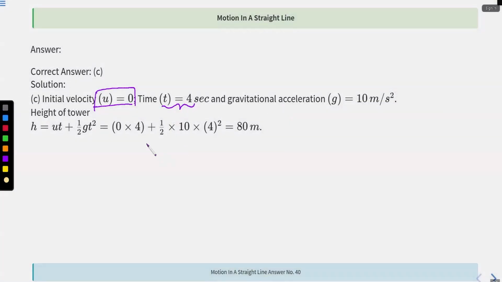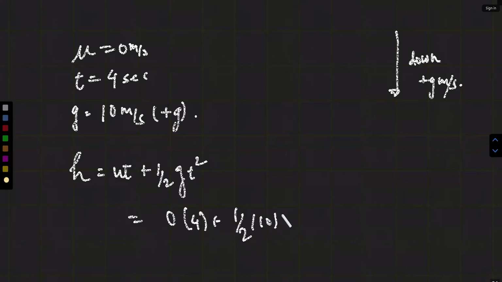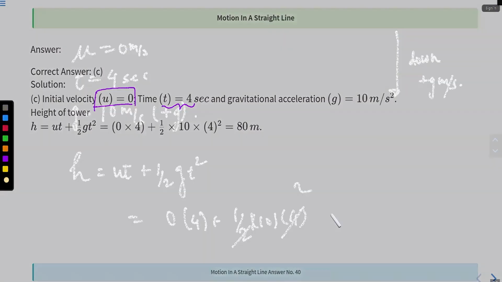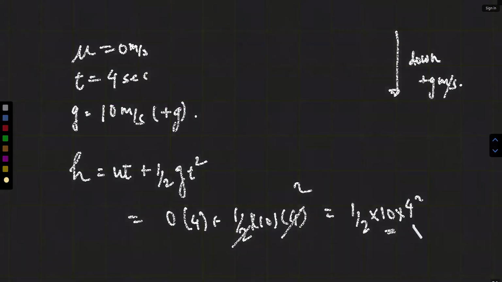So h is equal to ut plus half gt square. What is the value of u? u is 0, time is 4, plus half, g is 10 into t square. What is t square? 4. So half into 10 into 4 square. This is 80. 80 meters, right?